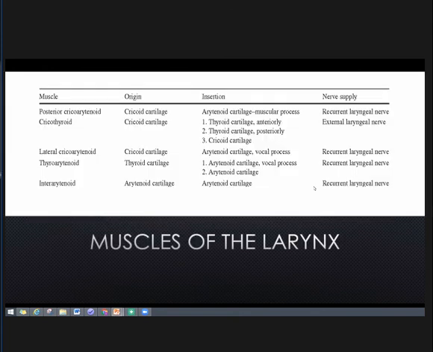So here is a table depicting the muscles of the larynx. As we can see, all muscles are innervated by the recurrent laryngeal nerve, except for the cricothyroid, which is innervated by the external laryngeal nerve.